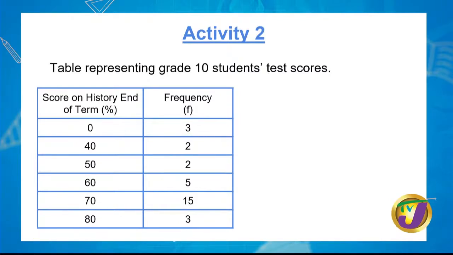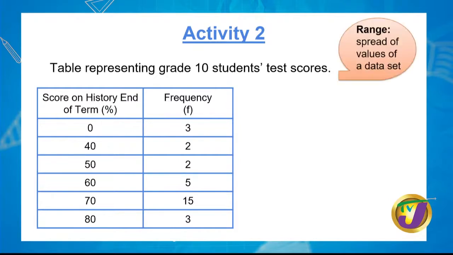First, I think we'd need to get some more information. Okay. So I think we'll start off with the range of scores. All right. And the range is the spread of values in a data set. Okay. And in this case, the range of values would be 80 minus 0, which is 80.